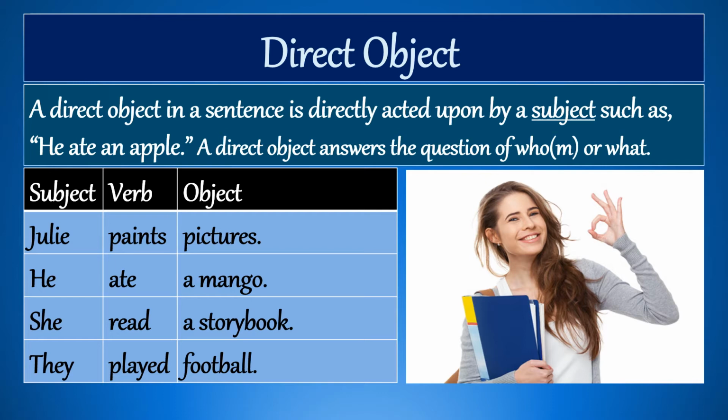The first one is Julie paints pictures. Now in this sentence, pictures is the object because the action of painting is performed on this word, on this object. He ate a mango. Here, a mango is an object. She read a storybook. A storybook is an object here because the action is performed on it. They played football. In the last sentence, football is the object and upon which an action is performed, the action of playing.